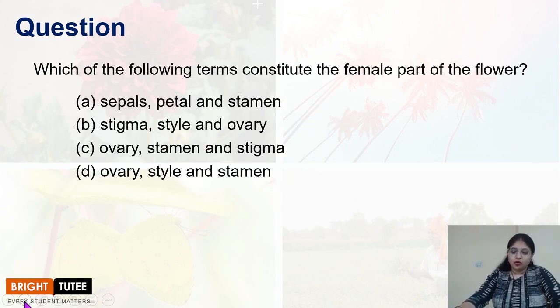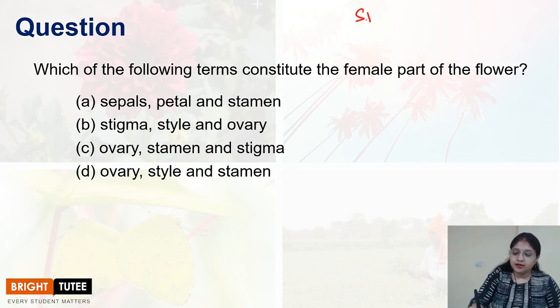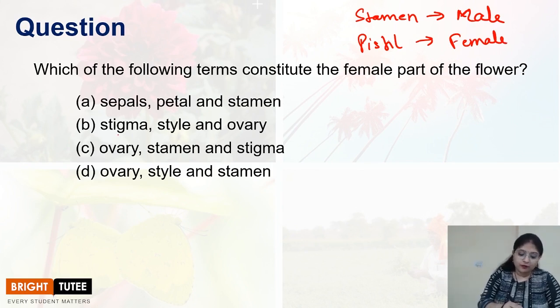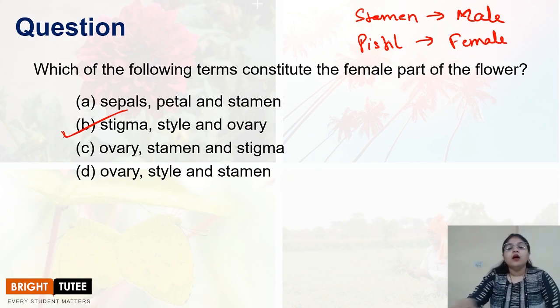Which of the following terms constitute the female part of the flower? So students, we had studied about the stamen and the pistil, and stamen is the male part of the flower, right? So stamen is the male part, whereas pistil is the female part, right? Now let's see what the female parts are. First of all, sepal and petal are not part of the pistil. Then we have stigma, style and ovary. So definitely option B is the answer. That is, the female parts are stigma, style and ovary, which are present inside a pistil, right?